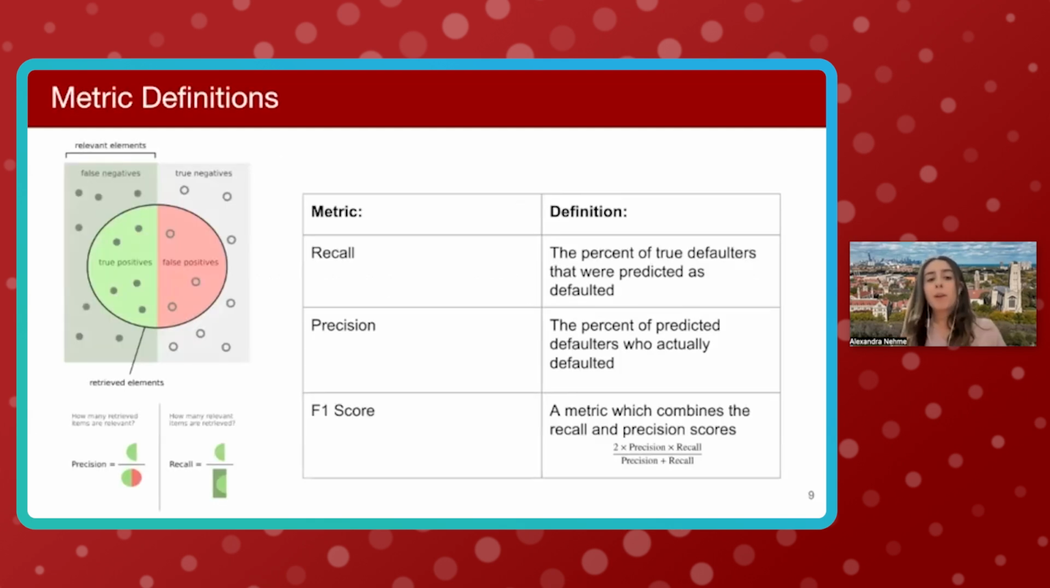The three primary metrics we used to evaluate our models were recall, precision, and the F1 score. Recall is defined as the percentage of true defaulters that were predicted as defaulted by the model. Precision is the percentage of predicted defaulters by the model who actually defaulted, and the F1 score is a metric which combines the recall and precision scores using the formula that you see at the bottom of this slide. Our goal was to maximize recall while optimizing the values of all three metrics.